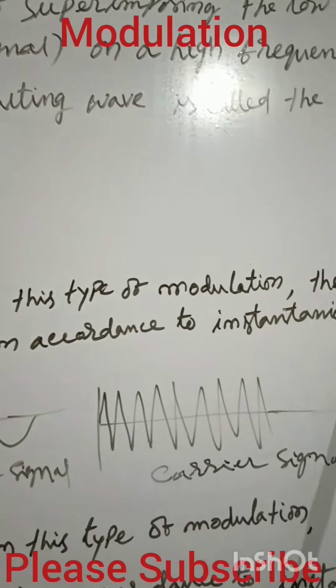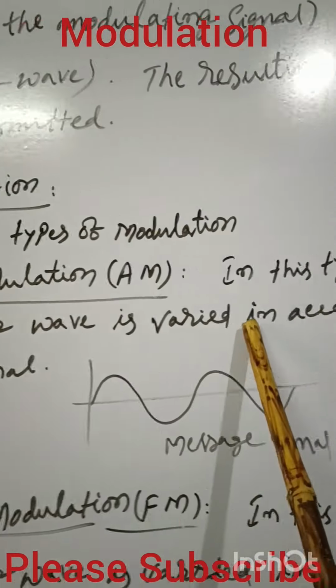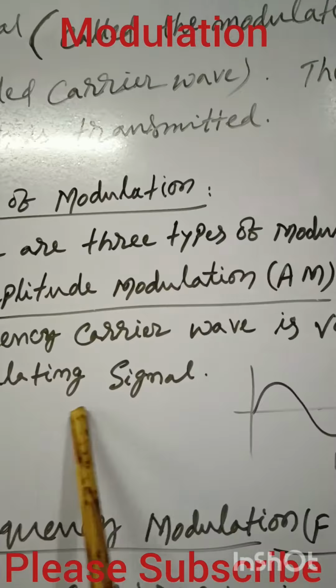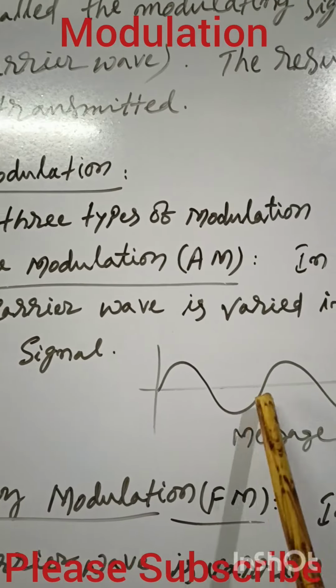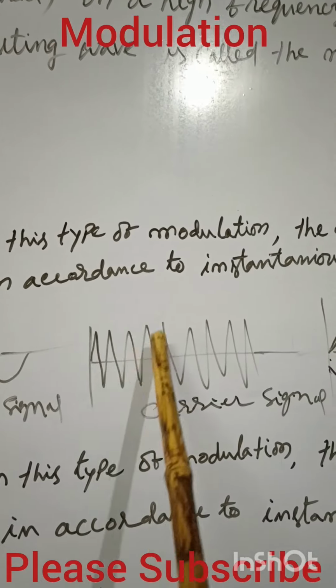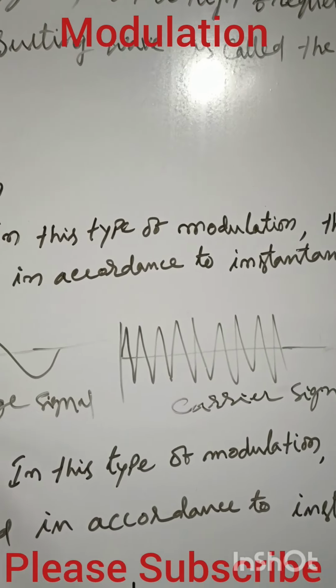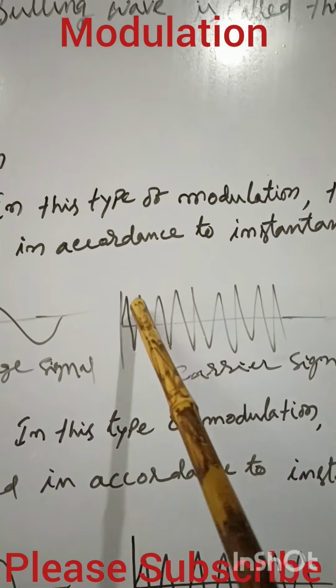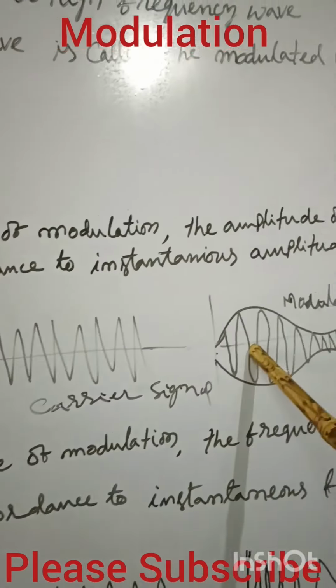In this type of modulation, the amplitude of a high frequency carrier wave is varied in accordance with the instantaneous amplitude of the modulating signal. The modulating signal means the message signal. So this is the carrier signal, and its amplitude is fixed. But on imposing this message signal on it, the height of the signal is varied accordingly.